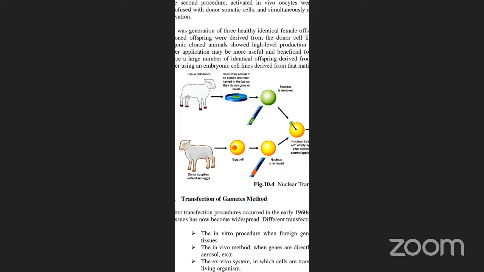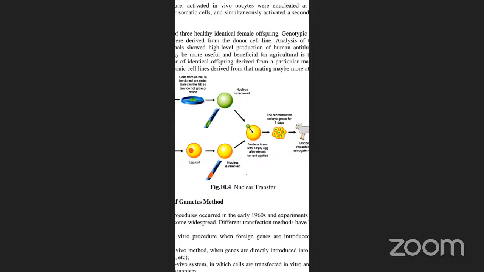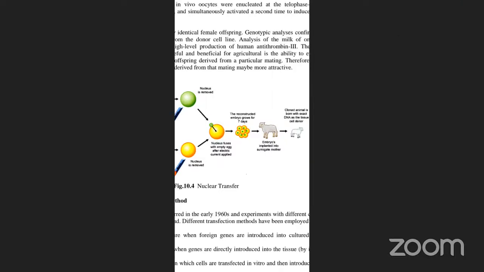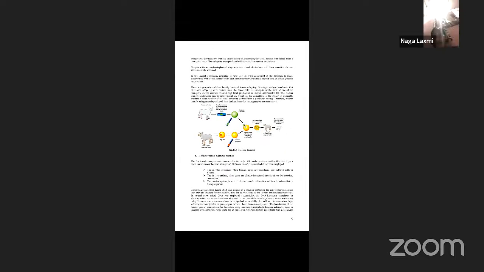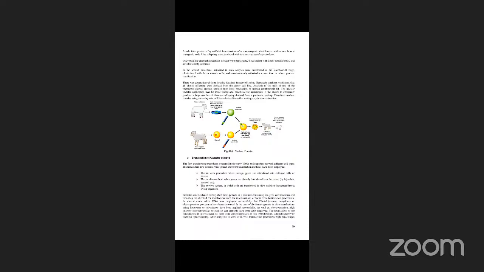Now, we have to take another sheep, like how we did for Dolly. We have to remove the egg cell from another donor, and its nucleus should be removed. The somatic nucleus should be introduced into the egg cell of the donor. This dividing embryo should be kept back in the surrogate mother, and the cloned animal will be born. This example is Dolly, which we discussed yesterday. There are many examples, but you can choose any one example and explain.